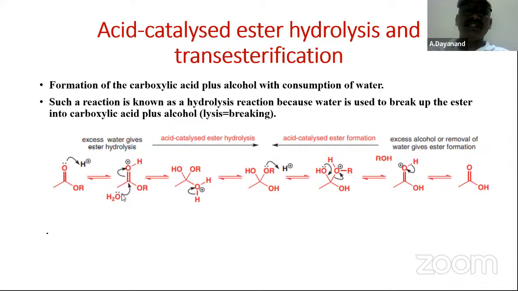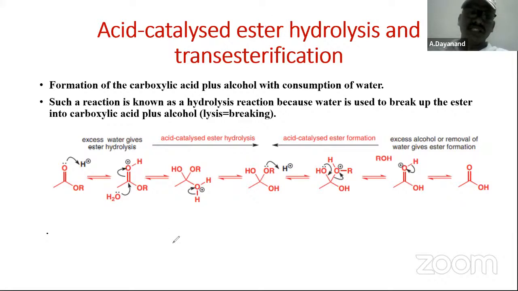How to remove it? By hydration. H2O is a nucleophile. It attacks this one, and ROH is formed. H2O attack takes place in the first step. The second step is the protonation of this alkoxide. And finally, the leaving group is lost, converting itself into ROH as well as COOH. That is called ester hydrolysis.